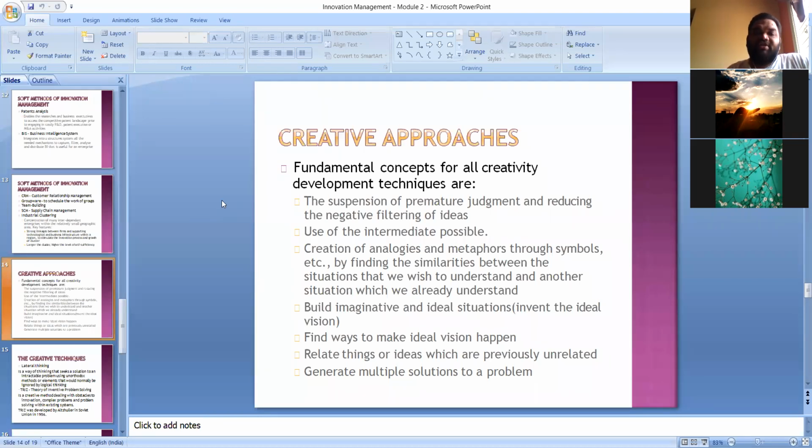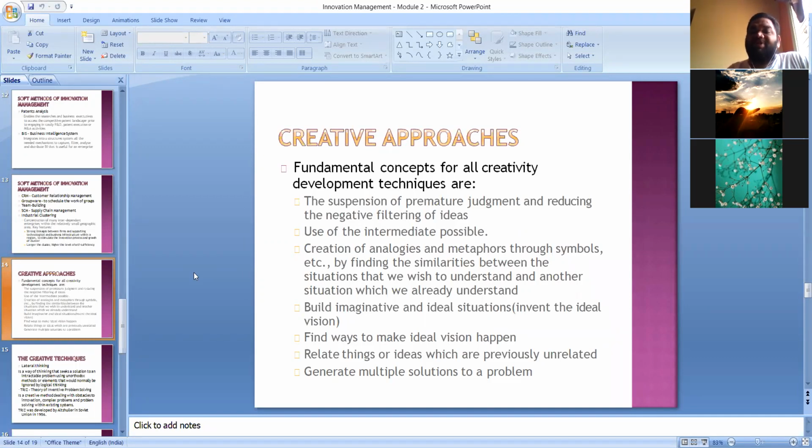In the next 10 minutes we are going to discuss these creative techniques or creative approaches. For these techniques, what will be the fundamental concepts, meaning the basics? We have some 7 points. These are some concepts we are going to develop.